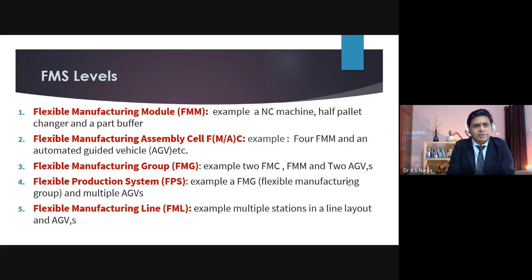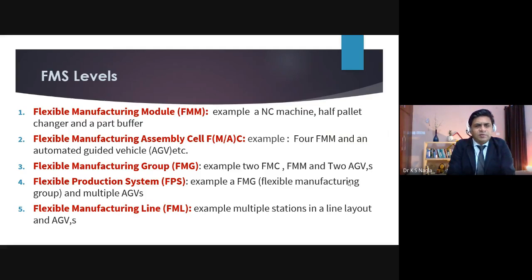jobs in the industry. In the case of FMM, which is termed a flexible manufacturing module, it may consist of a numerical controlled machine and a pallet changer, or with a part buffer, in a smaller unit. In the case of a flexible manufacturing assembly cell, for example, it has a minimum of four flexible manufacturing modules, FMM, and an automated guided vehicle if required.